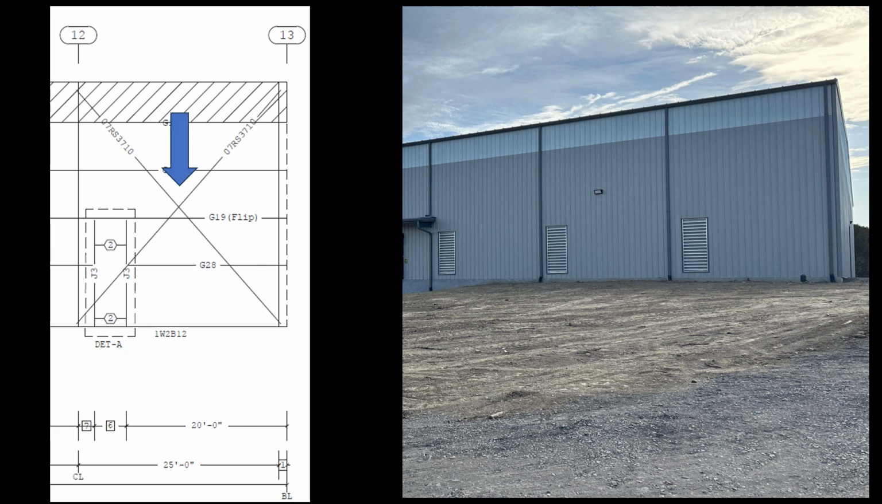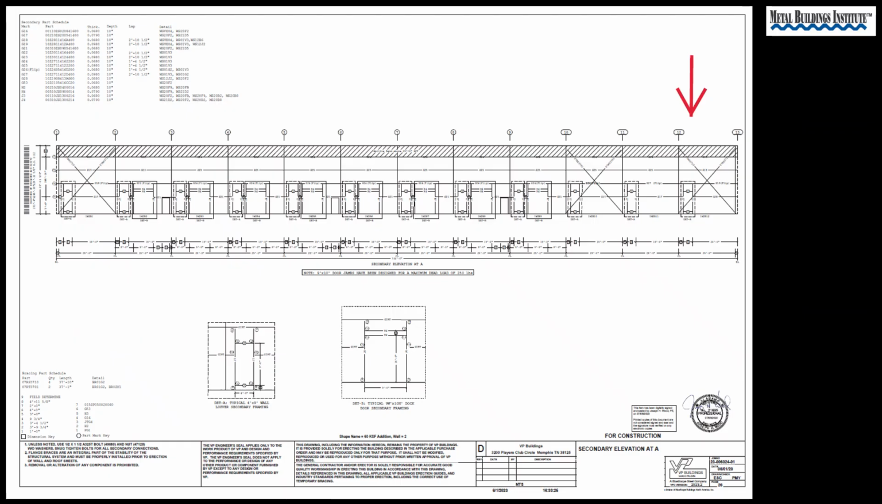This framed opening has X-bracing that goes through it. This is usually an issue, but it's not as much an issue on louvers. But it's always a good idea to let your supervisor know if you're working on a framed opening that has X-bracing running through it. We are starting on this corner.